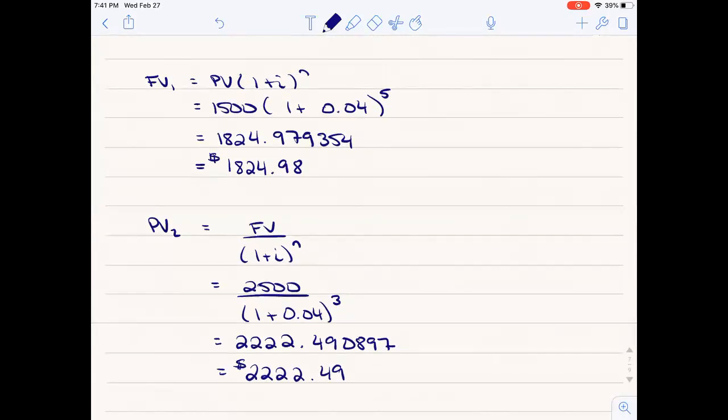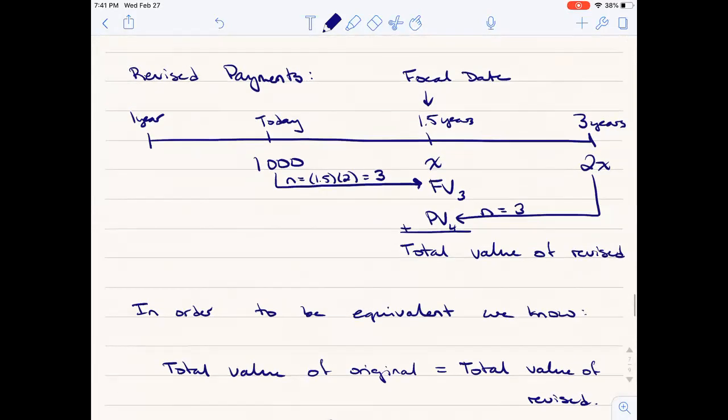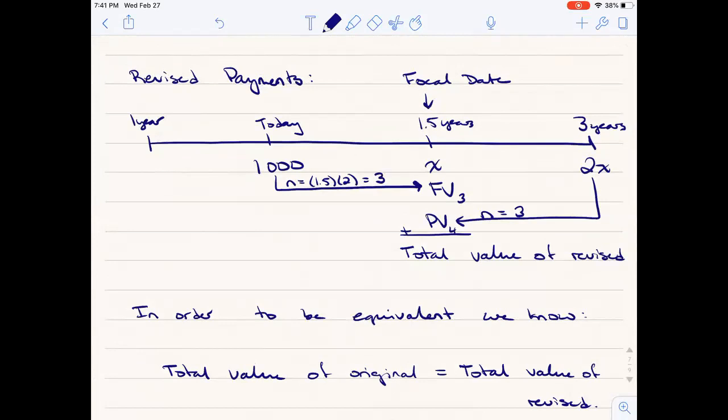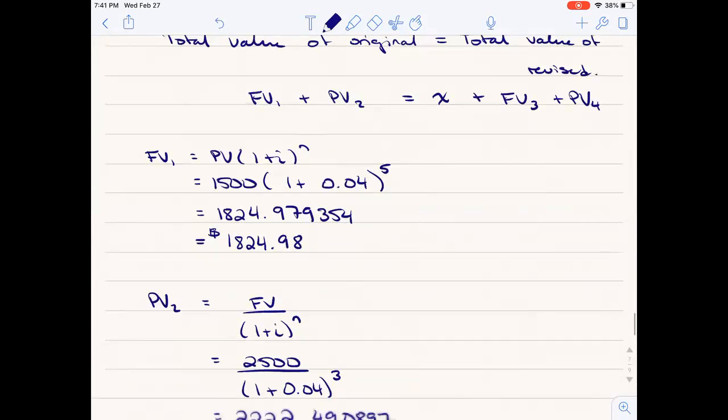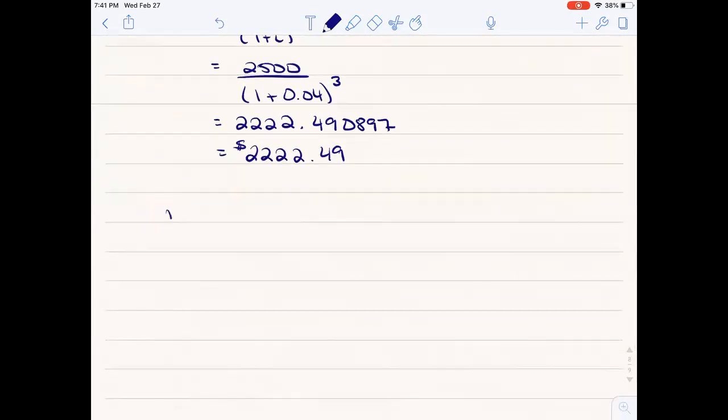So now, if you wanted to, you could figure out what the total value of the original loan is, but I'm just going to leave it for now. I'm going to keep doing my calculations, right? Find future value 3, because next stop, future value 3 and then present value 4. Future value 3 is the present value times 1 plus i to the power of n. You can see that once you've made your timeline, making the timeline is the hardest part, right? But once you have it, then you know what you have to solve for and when.